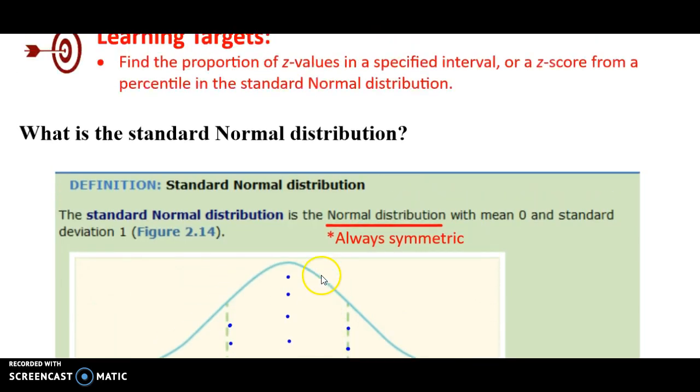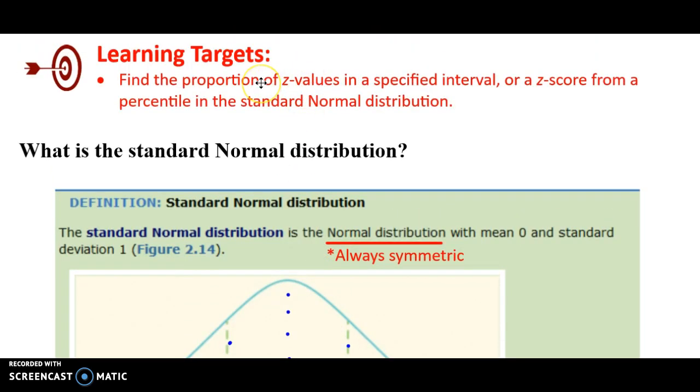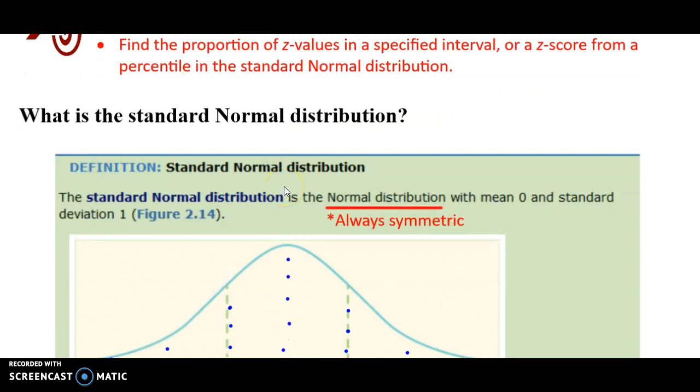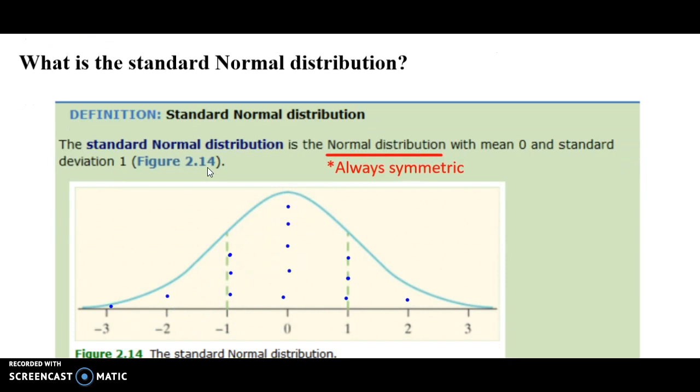So in order to do that, we're going to use a z values and corresponding table, which tells us the proportions of any distribution, not just between negative 1 and 1 or negative 2 and 2, etc. We're also going to be able to go backwards, so we're going to find a z-score from a percent using the table in the opposite way.